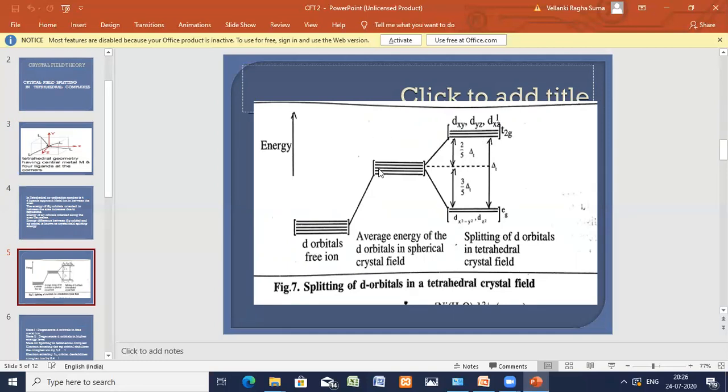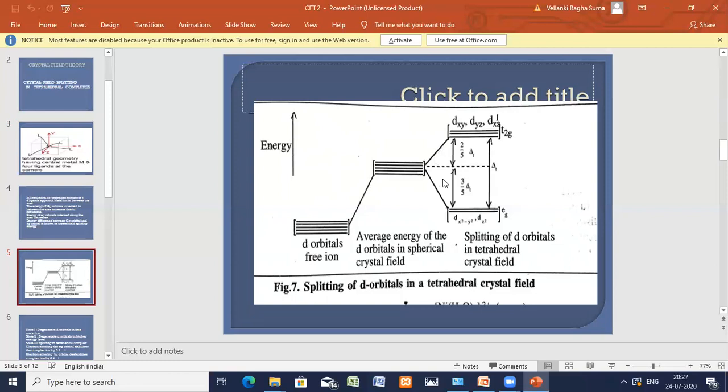Here you can see the energy. When compared to the degenerate d orbitals, the energy of T2G set increased due to more repulsion, and energy of the EG set decreased due to less repulsion. So these have come down and these have gone up. In the octahedral, it is quite reverse. 6 ligands are approaching along the axis. So EG set has come up and T2G has come down. So tetrahedral is quite reverse to octahedral.